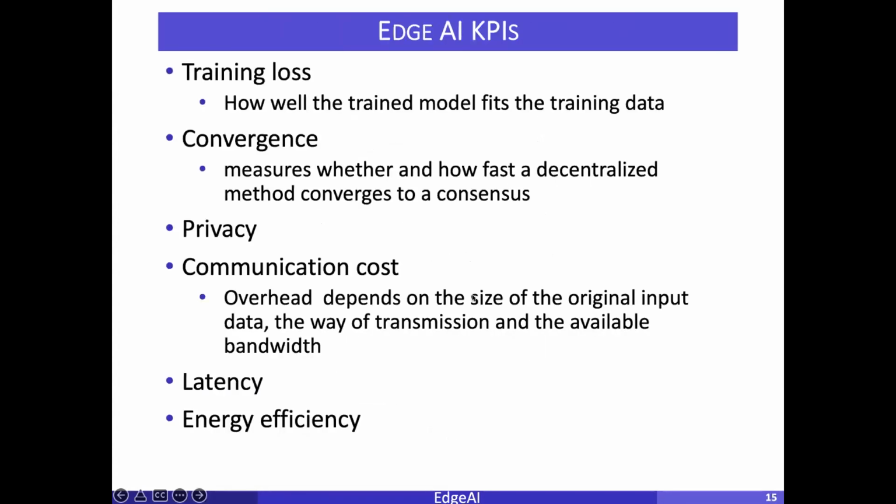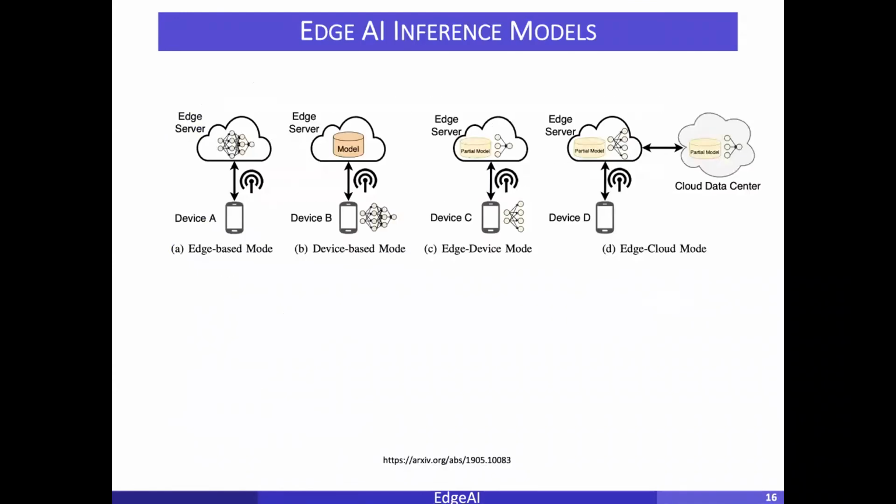Okay, so generally the KPIs would be the training loss, right? How well my training model fits the training data. Convergence is nothing but how fast all the models would converge to the consensus. And then privacy, and the communication cost, which is nothing but the network bandwidth that I use, and the latency, right? What is the processing time that we generally see, and then finally the energy efficiency, right?